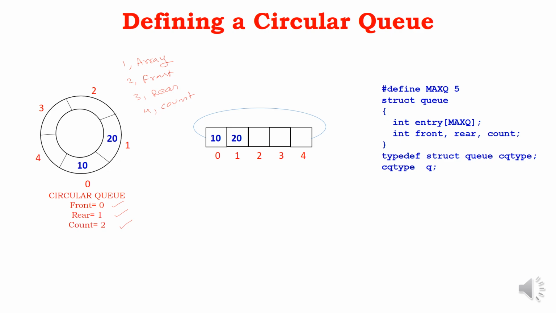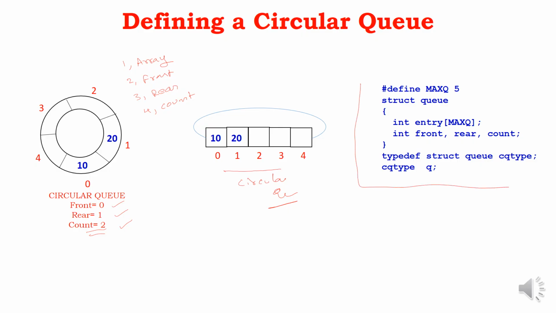Front is the position of the first element, rear is the position of the last element, and count is the number of elements that are stored in the queue. The same is shown as a linear queue here. Of course, we treat the first element as adjacent to the last element. So this is a circular queue. So this is represented in C as a structure like this.